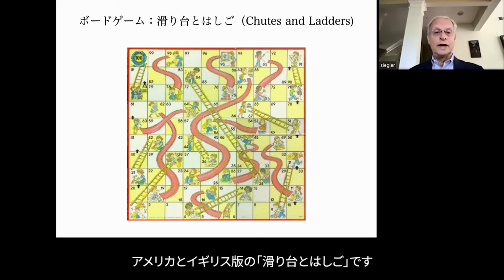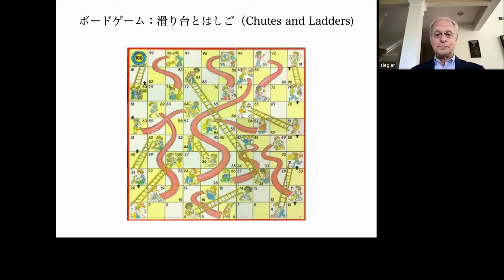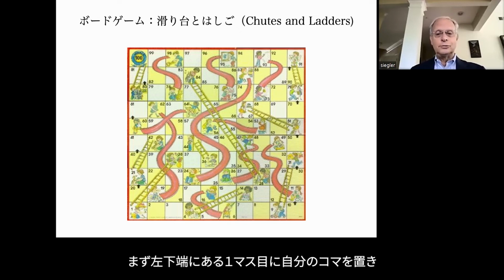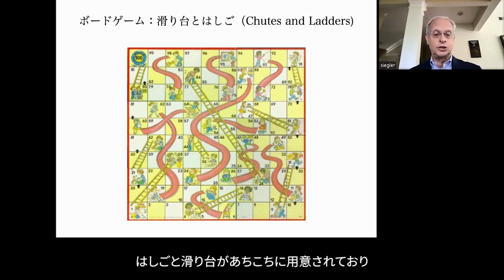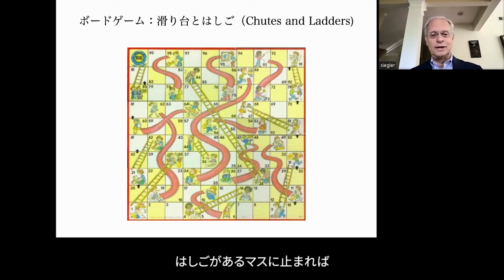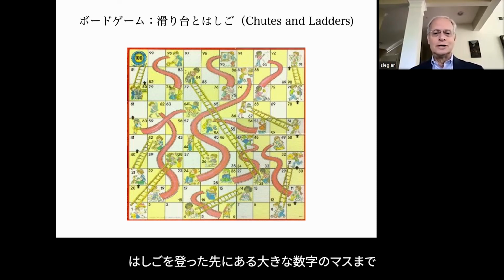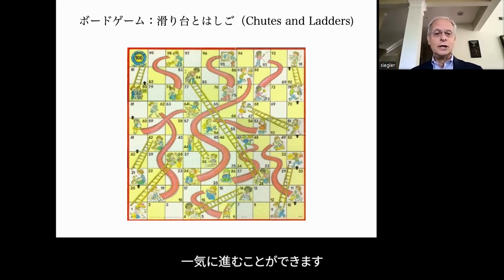This is the US and British version. And what you do is you start at the bottom left with the number 1, and then you spin the spinner and you make progress. And in the children's version of the game, the usual version, there are ladders that are good outcomes where you can go faster in a positive direction toward higher numbers. And there are also bad things that happen. There are these chutes where you can go down.